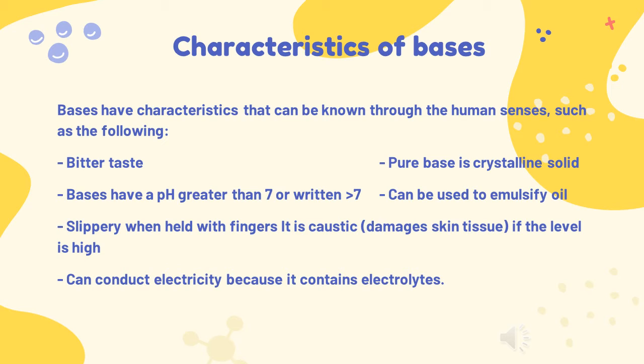Bases have characteristics that can be known through the human senses, such as first, bitter taste, and second, pure base is a crystalline solid, and the third, bases have a pH greater than 7, and then slippery when held with fingers, it is caustic or damages skin tissue if the level is high, and then can be used to emulsify oil, and then can conduct electricity because it contains electrolytes, and so on.